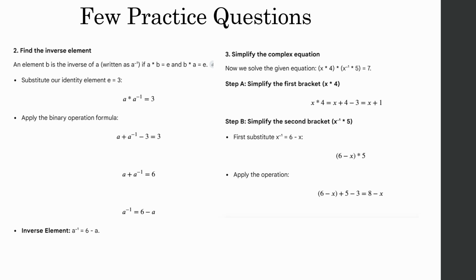Let's simplify the first bracket. x star 4, that is x plus 4 minus 3 equal to x plus 1. Now let's solve the second bracket, which is x inverse star 5. x inverse equal to 6 minus x. So 6 minus x star 5 equal to 6 minus x plus 5 minus 3 equal to 8 minus x.